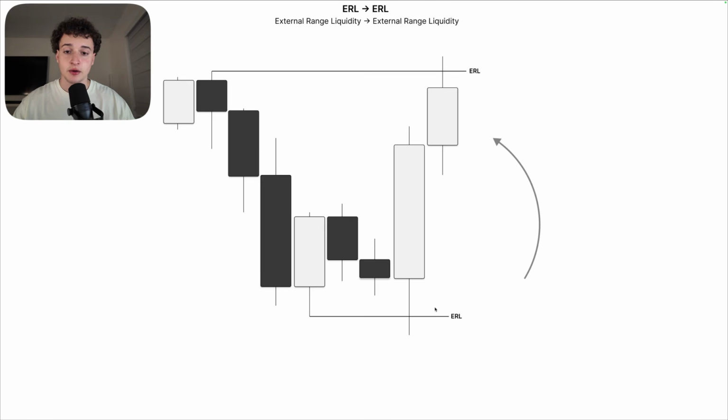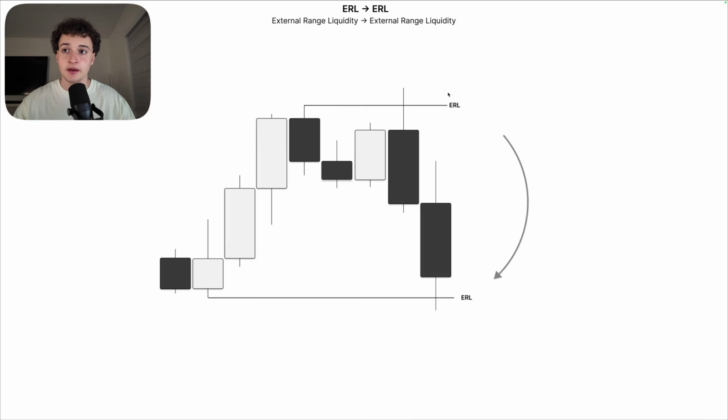Then in this slide, we're going to be talking about external range liquidity to external range liquidity or ERL to ERL, which is essentially when price takes a range extreme and trades to another range extreme. So here in this example, you see that price comes and trades and takes out this external range low, right? And then delivers to this external range high, which is a form of ERL. As you see in between this range, there's no other form of imbalance or target that price could trade towards. So it just delivers to its next liquidity objective, which is this ERL.